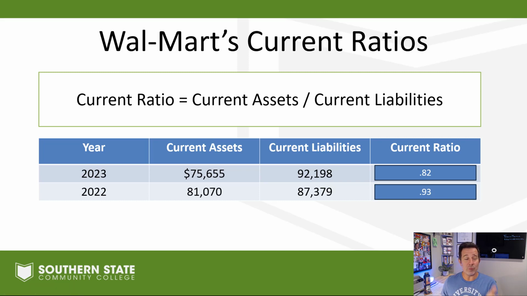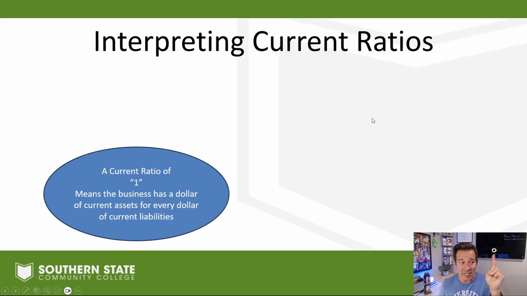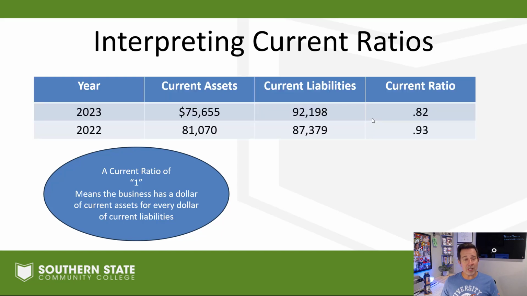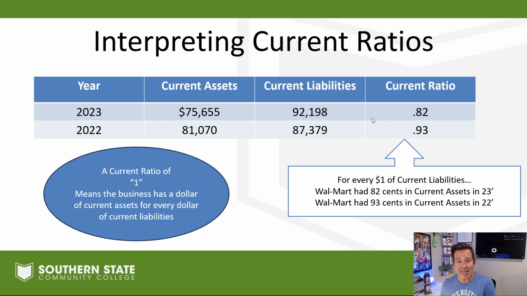Now we got the data. We got the ratio calculated. What in the world does it mean? A current ratio of 1. Now, you remember Walmart's were a little bit less than 1, but a current ratio of 1 means the business has $1 of current assets for every $1 of current liabilities. For every $1 of current liabilities, they have $1 of current assets to cover it. That's probably a good place to be in. Walmart is a little bit lower than that. For every $1 of current debt, Walmart had 82 cents in current assets to cover it in 2023. They had 93 cents to cover every $1 of current liabilities in 2022.